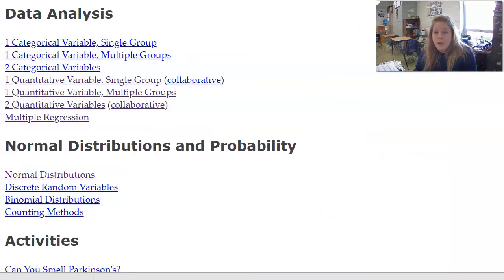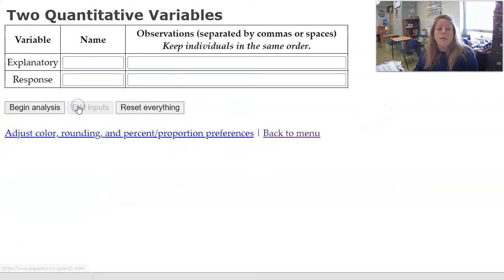Once you get your data points, you're going to go into Stapplet to quantitative variables, and you're going to enter them in here. You're going to have your explanatory, which is going to be your pullback, and you're going to have your response, which is how far forward it went.